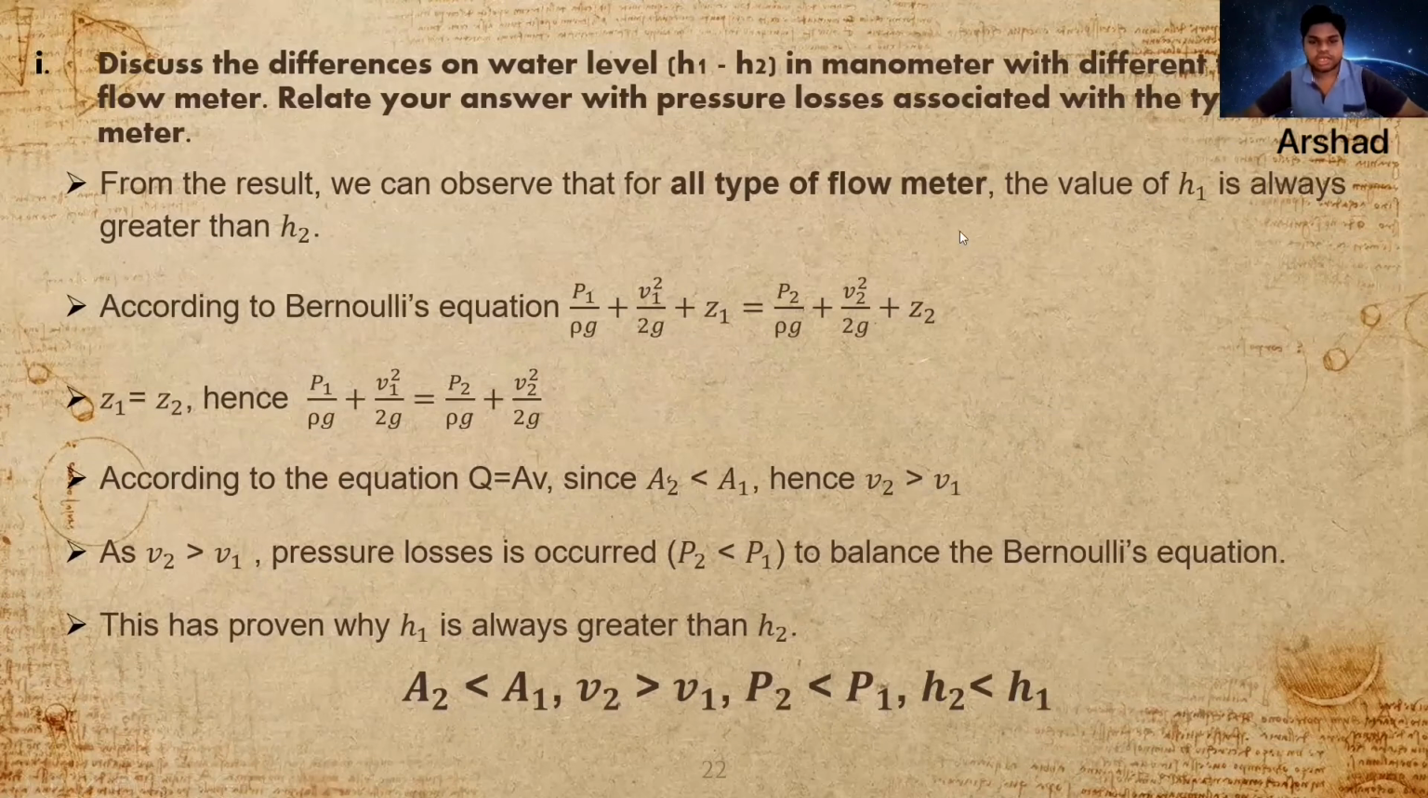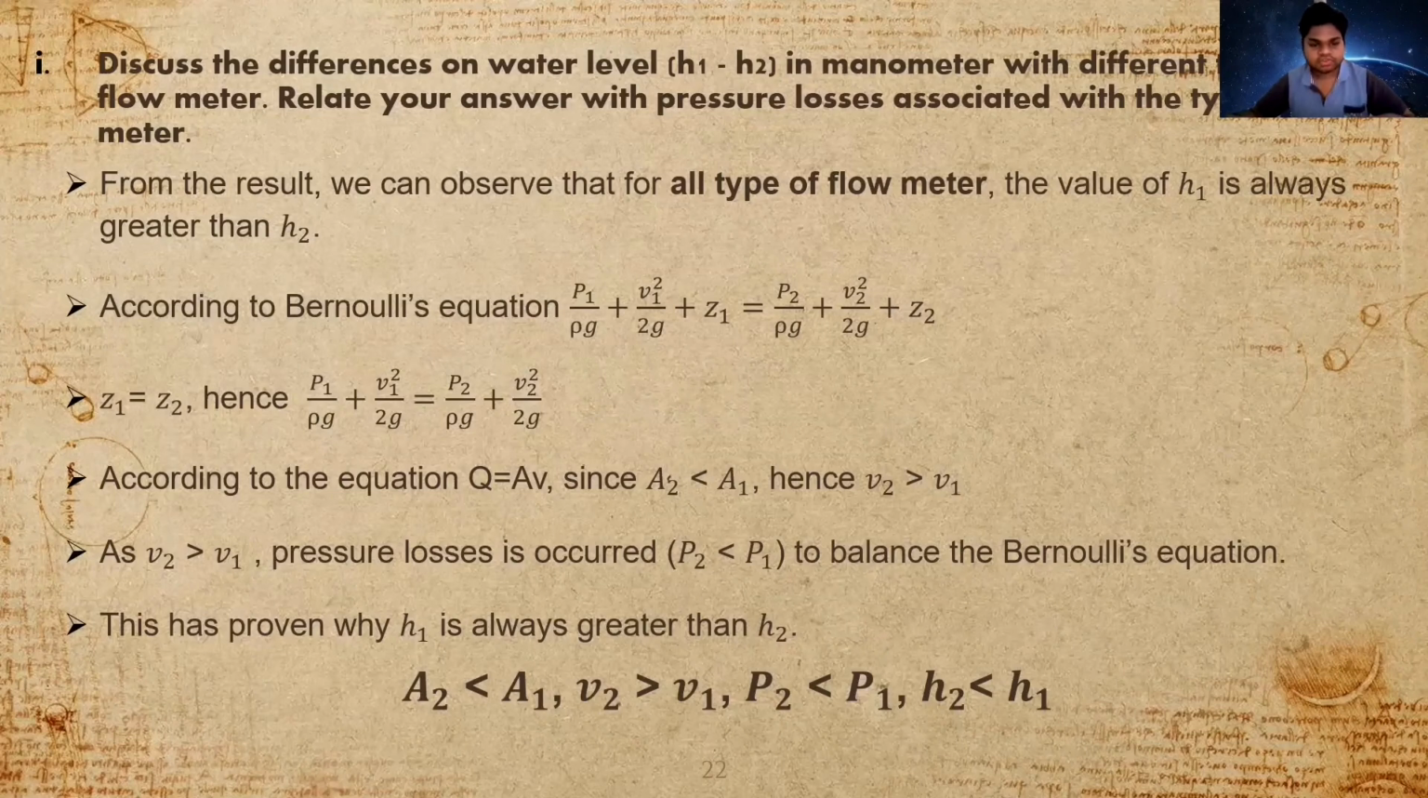So from the result, we can observe that for all types of flow meter, the value of H1 is always greater than H2. We got this according to Bernoulli's equation, where pressure head plus kinetic head plus elevation head is always constant. So as we can see, when Z1 equals Z2, the pressure head plus kinetic head at point 1 is equal to the pressure head plus kinetic head at point 2.